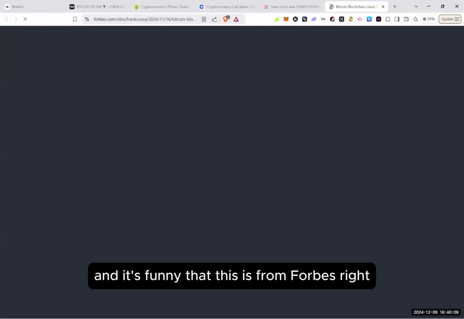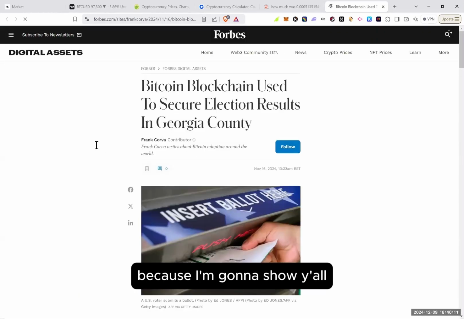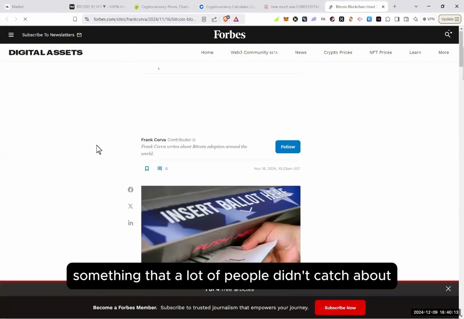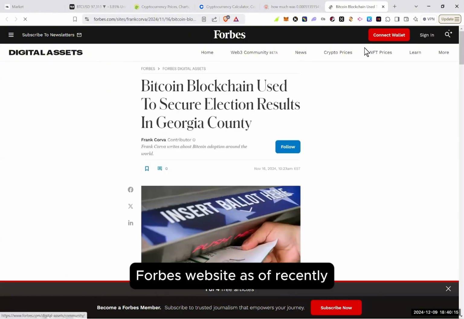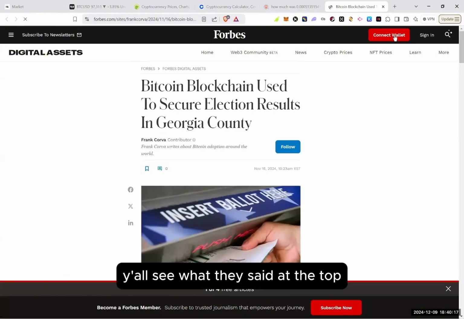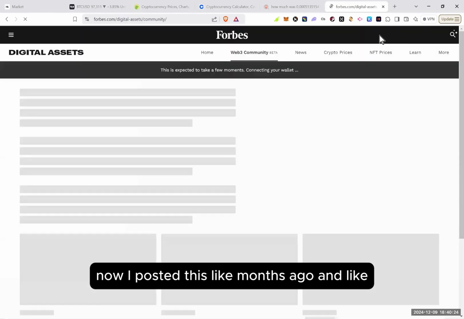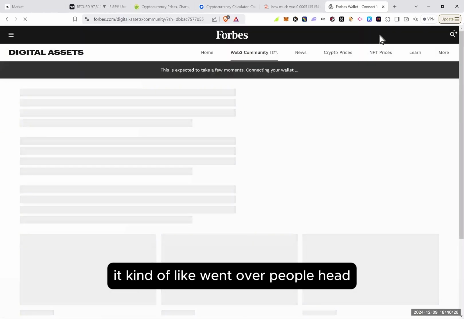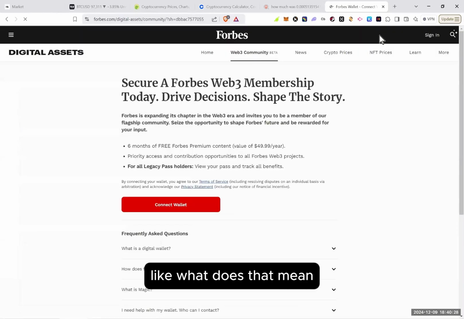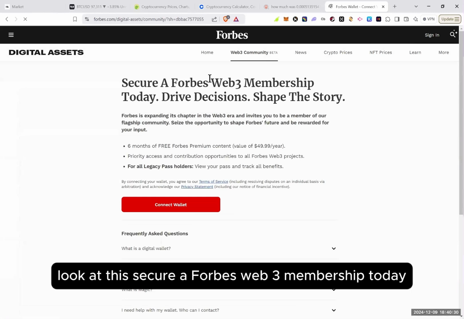And it's funny that this is from Forbes, right? Because I'm gonna show y'all something that a lot of people didn't catch about the Forbes website as of recently. Y'all see what they say at the top? Connect wallet. Now I posted this months ago, and it kind of went over people's heads. It was like, okay, what does that mean? Look at this: Secure a Forbes Web3 membership today.